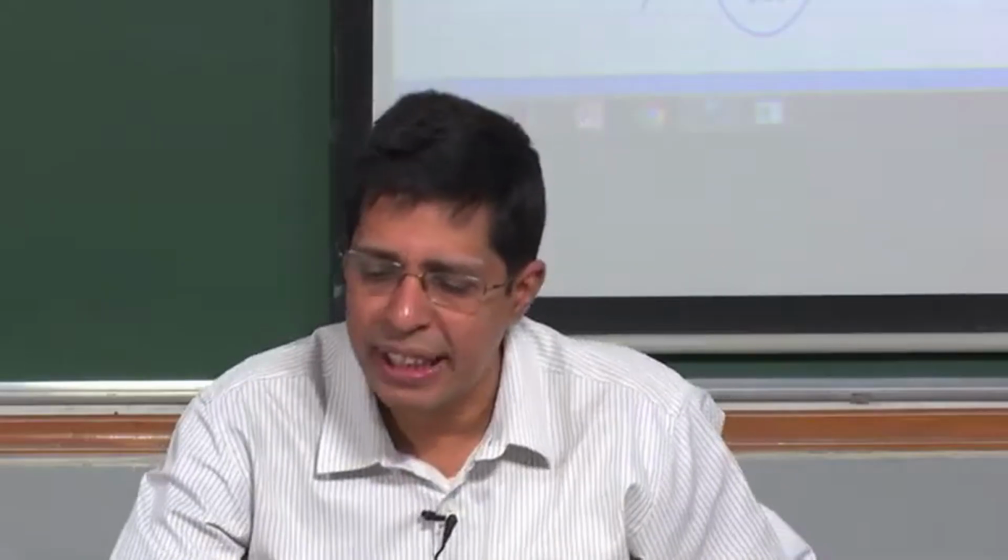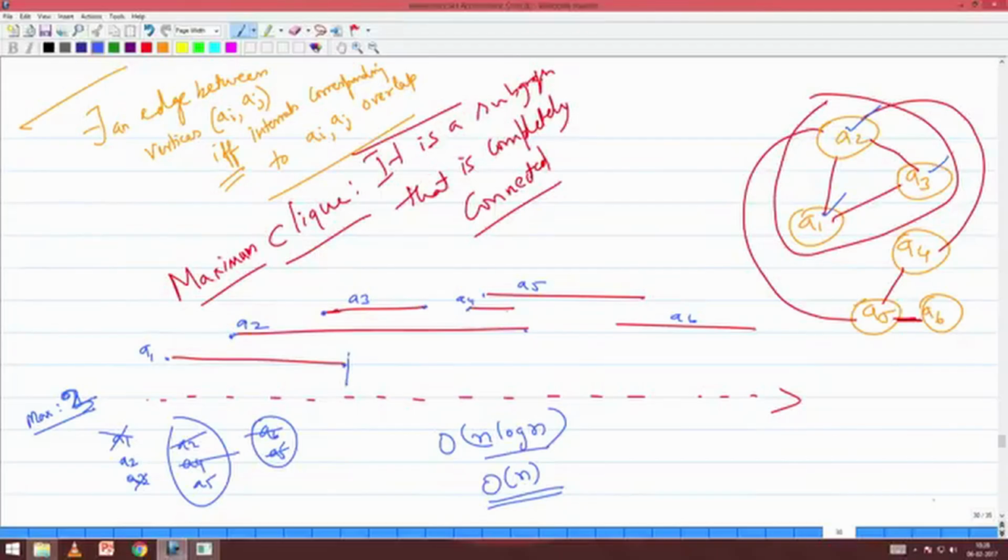So there are 3-cliques here, A2, A1 and A3, and A2, A4 and A5, that also we forgot. I thought A2, A4 and A5 is also a triangle, in the sense they are adjacent.